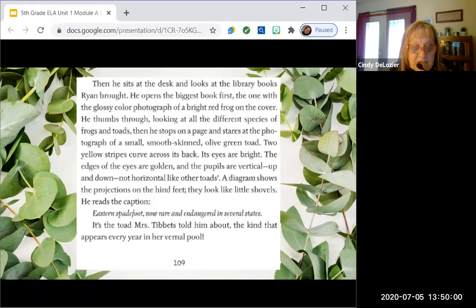Then he stops on a page and stares at the photograph of a small, smooth-skinned, olive-green toad. 2 yellow stripes curve across its back. Its eyes are bright, the edges of the eyes are golden, and the pupils are vertical, up and down, not horizontal like other toads. A diagram shows the projections of the hind feet, and they look like little shovels. He reads the caption, "Eastern spadefoot, now rare and endangered in several states." It's the toad Mrs. Tibbets told him about, the kind that appears every year in the vernal pool.